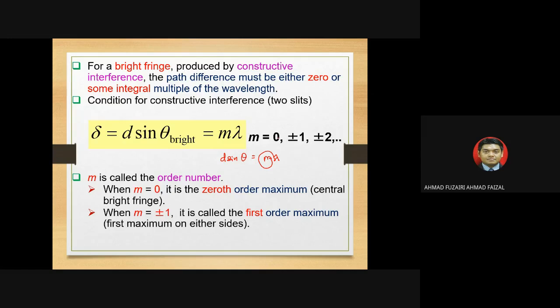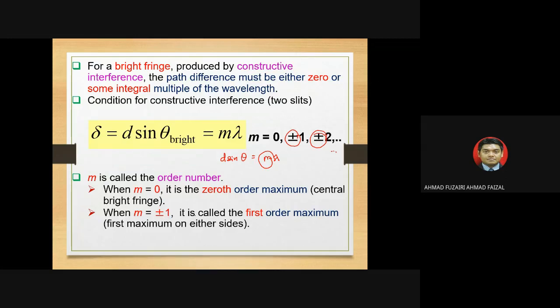Okay, they start at 0 and so on. 0, number 1, 2, 3, and so on. -1, don't forget, we also have the below part, the -1, -2, so that's why you can see we have +1 and -1, positive and -2, positive and -3, and so on until infinity. Okay, so m is called the order number.